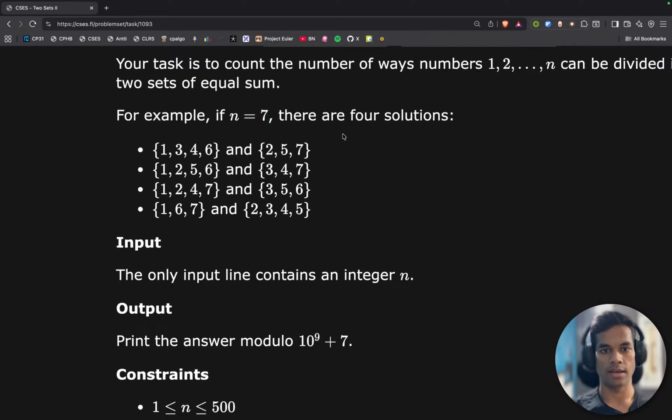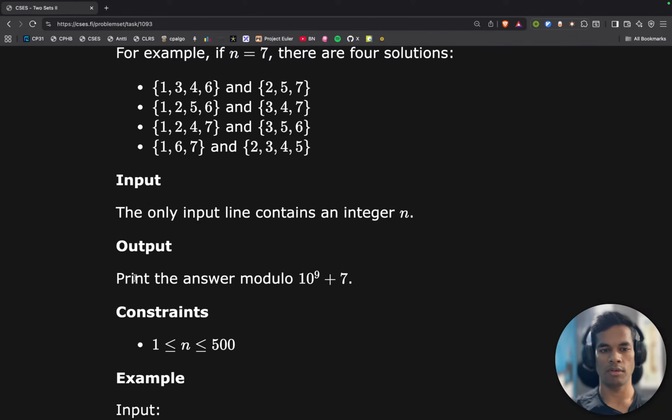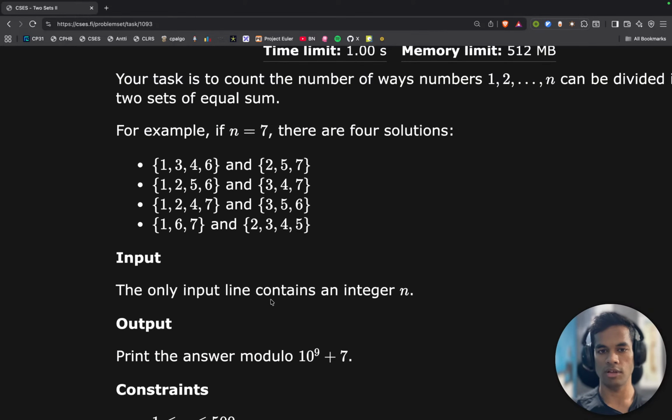Well, if n is 7, then the sum, and sometimes there would be no way to divide them in such a way, I think. For the first 7 numbers, it is going to be 7 into 7 plus 1 divided by 4, 28. So this sum should be 14, and every sum should be 14, I think. Yes, this is also 14, and this is also 14, and this is also 14.